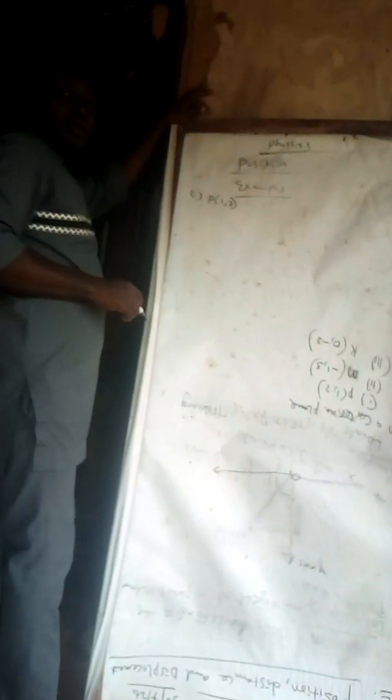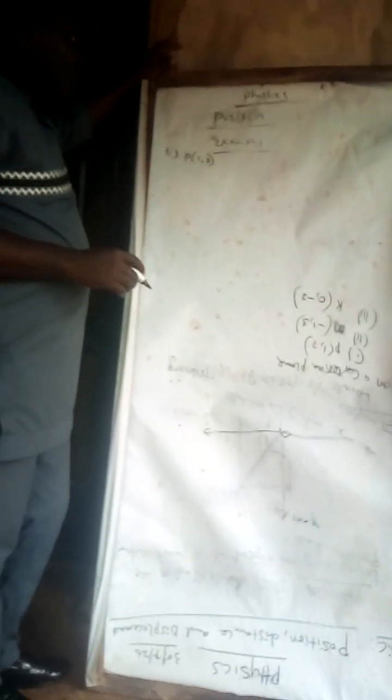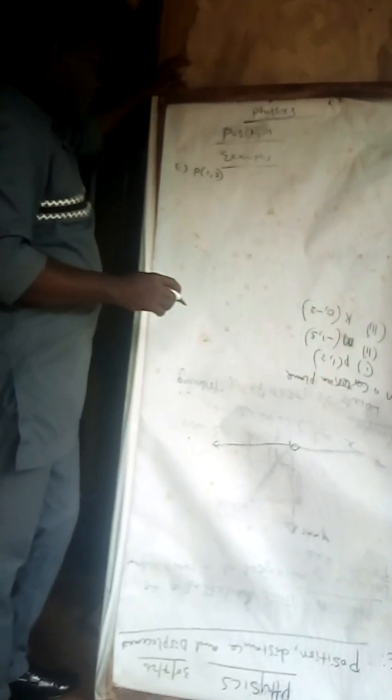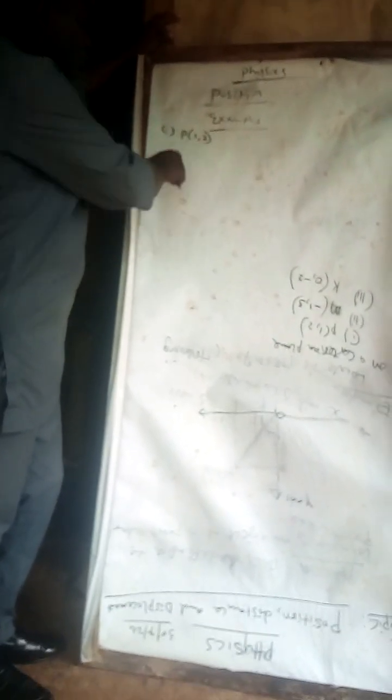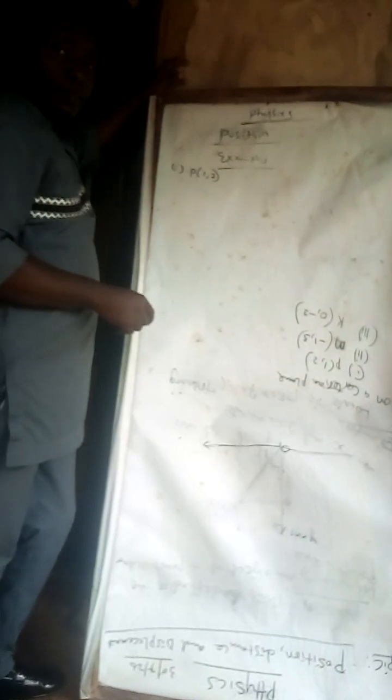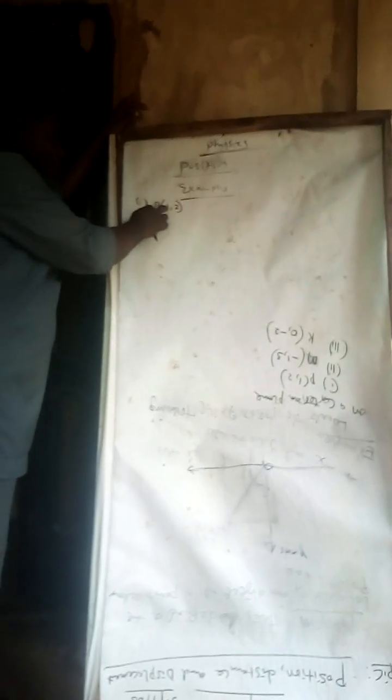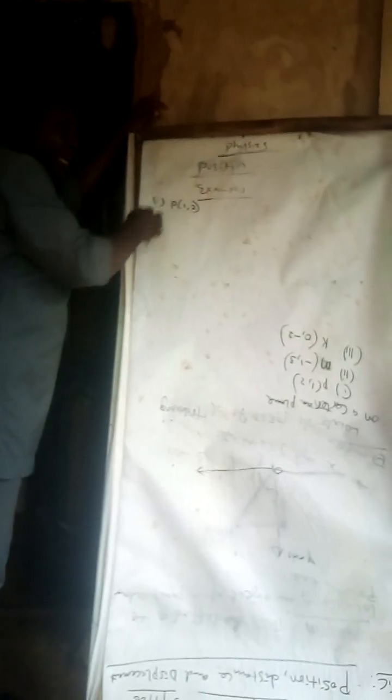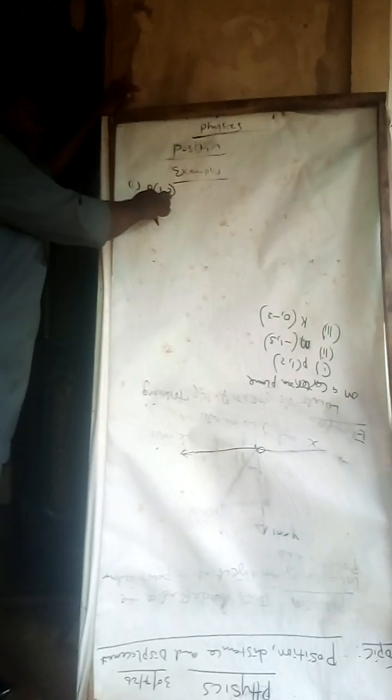P at 1 and 2. Oh yeah, you can start now. Let's say the first question example says locate the position of P at point 1 and 2. The first thing that will come to your mind is that 1 is under the x-axis and 2 is under the y-axis. So 1 and 2 are the coordinates.